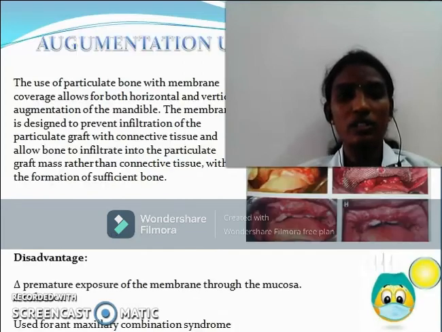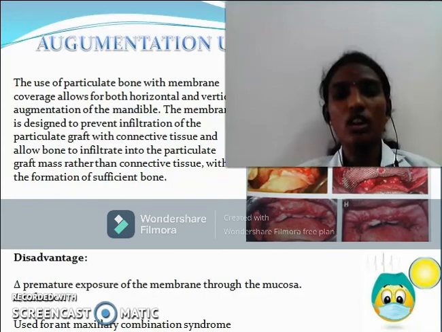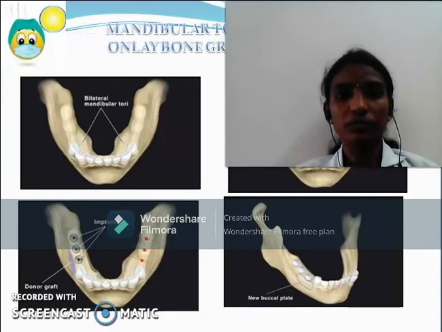Augmentation using mesh. The membrane is designed to prevent infiltration of the graft particles by connective tissue, which would otherwise infiltrate the graft rather than allow the formation of sufficient bone. Disadvantages are premature exposure and infection.